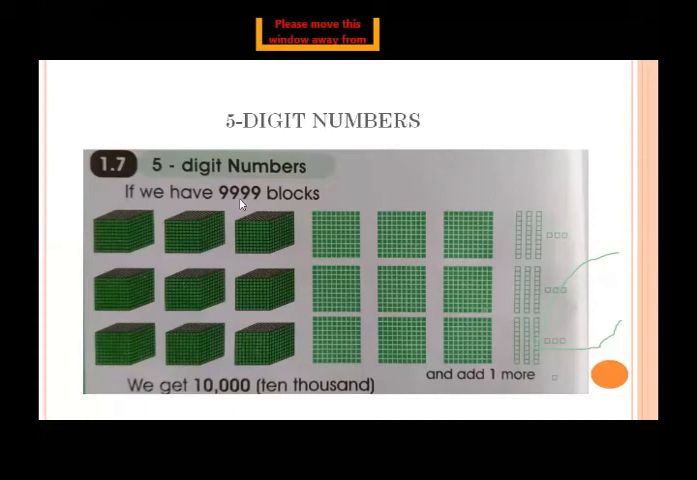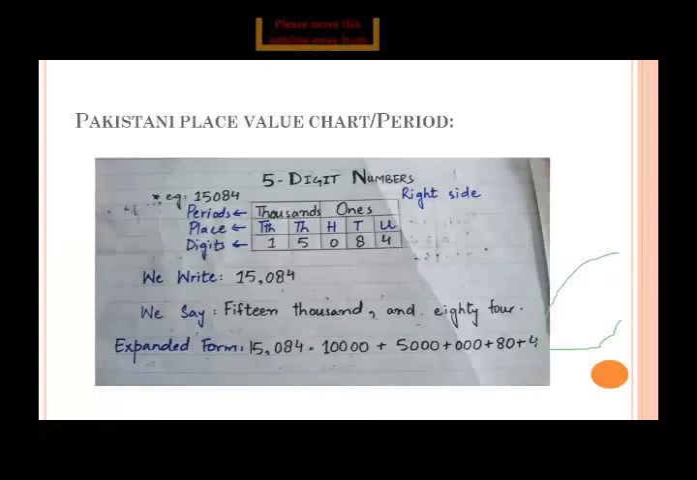So when we add one block in 9999, the new number that comes is 10,000. So our 5-digit number placing is read as 10,000. Hope you all understand this. Now moving forward, look here.